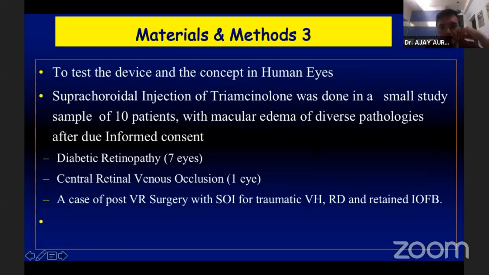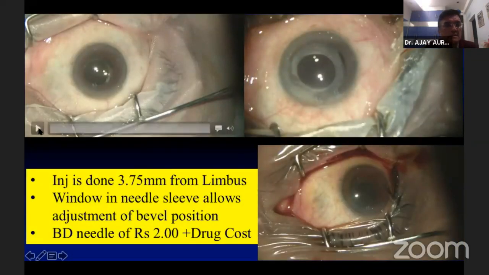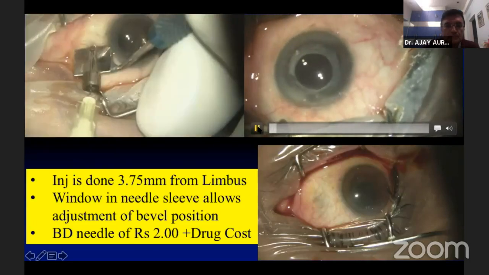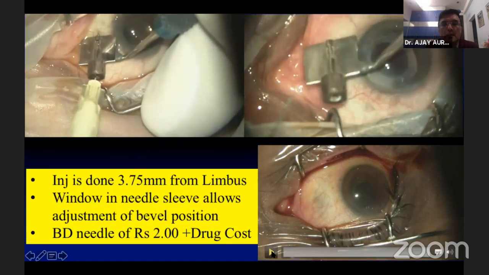We now have over 82 eyes which we followed up. This has been done for diabetic retinopathy, central venous occlusion, post-PPV, ERM, macular edema, post-retinal surgery, silicone injection with traumatic disassemblage, and retained intraocular foreign body with macular edema, and many more cases. So this is just some videos which show you the drug being injected.